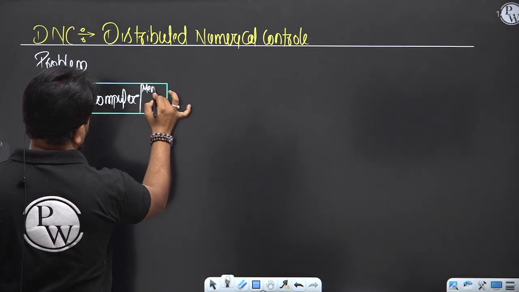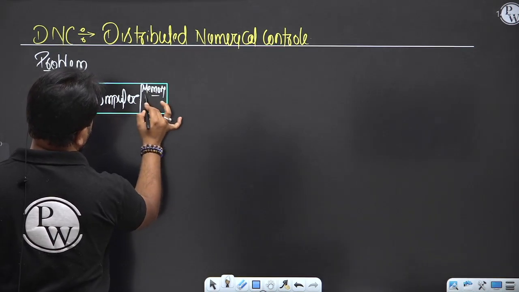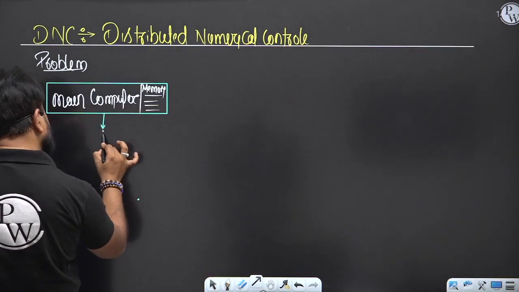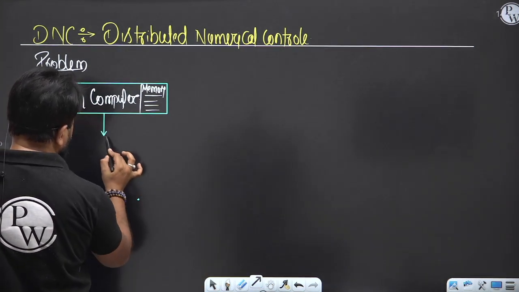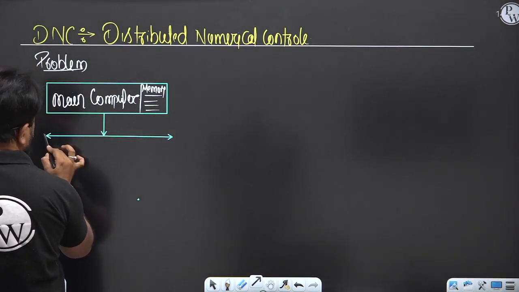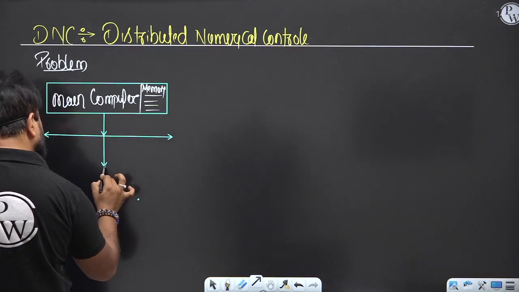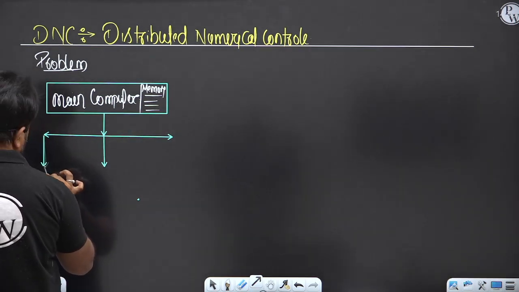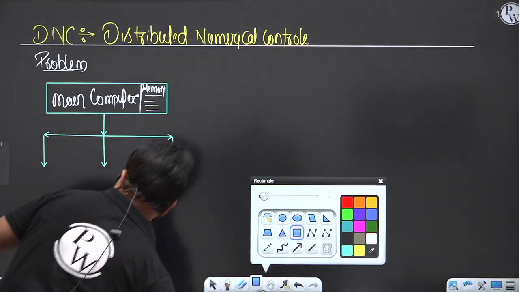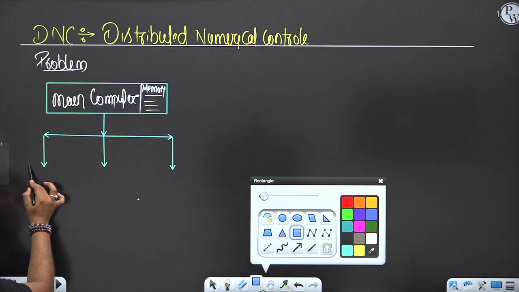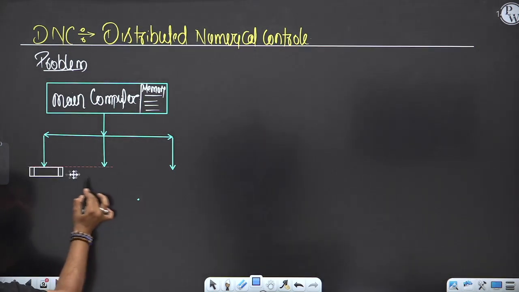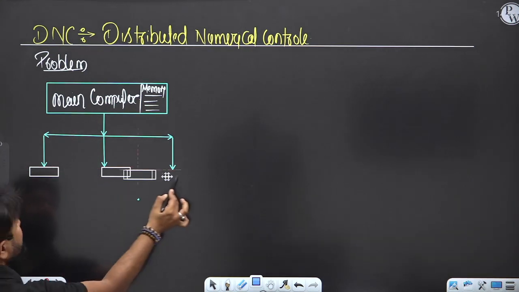In that memory we hold all the data. Now that main computer gives the order to the different NC machines, right? That main computer gives the data to different NC machines, my dear. Please try to understand the concept which I am explaining here. So this is the NC machine.